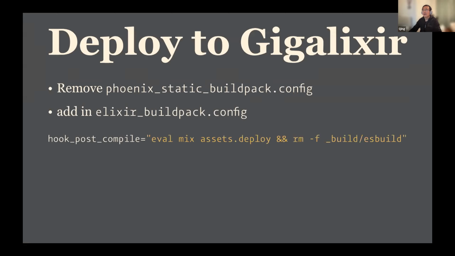And then we need to make sure the assets.deploy task is run during deployment. We can use the post compile hook for that purpose. I believe that's supported by the Elixir buildpack. Just add the following line in your buildpack config. That should do it. Then yeah, it's reasonably straightforward. Now deploying to Gigalixir should also be working as well.